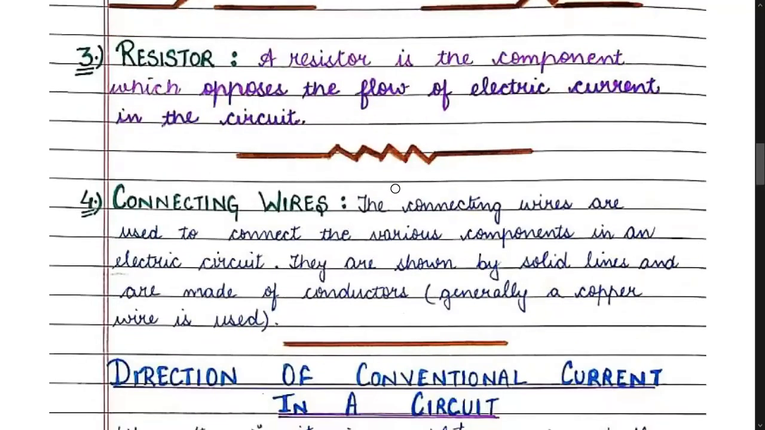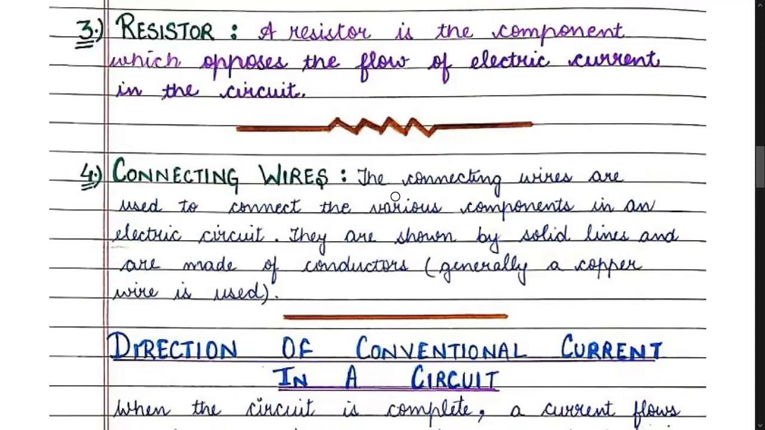Coming to the third part, that is a resistor. Students, a resistor is the component which opposes the flow of electric current in the circuit. Resistor opposes the flow of electric current in the circuit, and symbolically it is shown as shown to you in the diagram. So how to draw it?